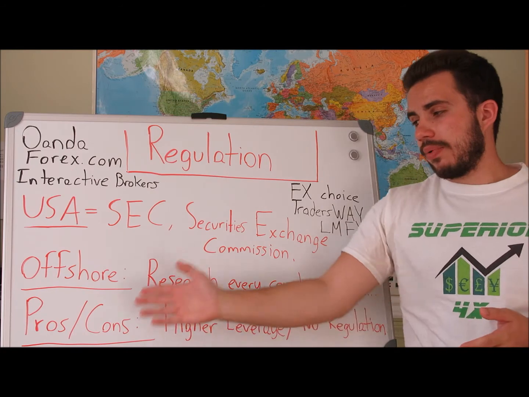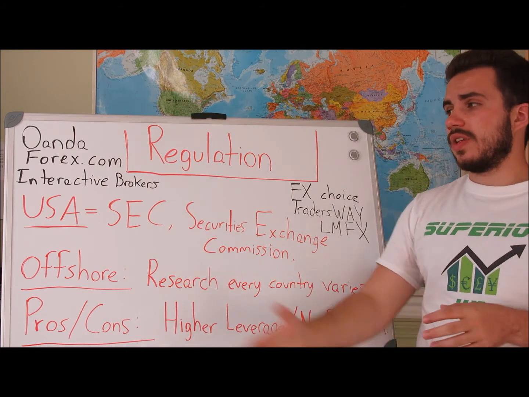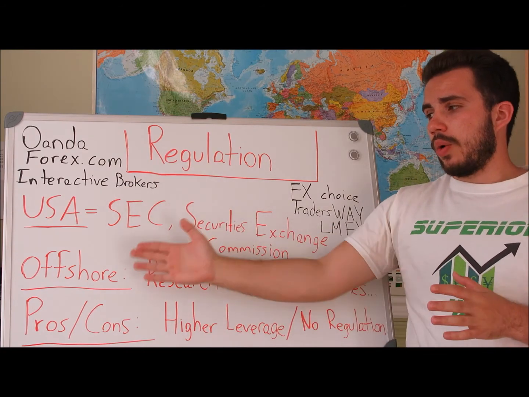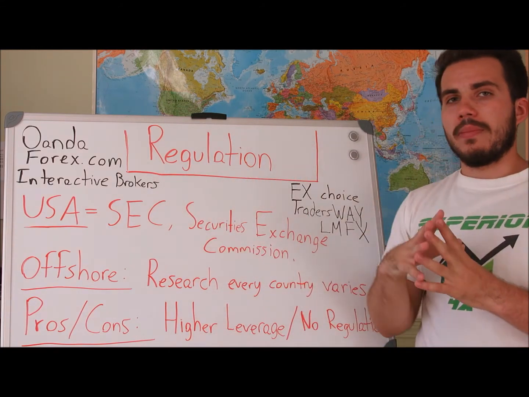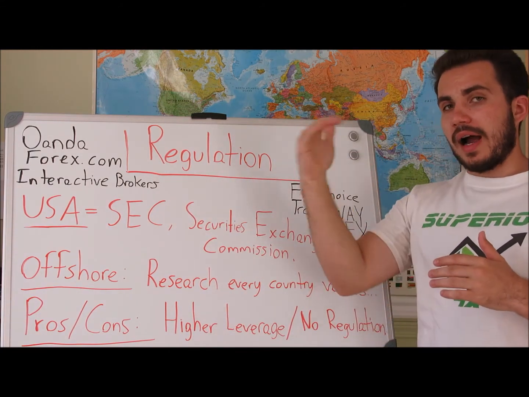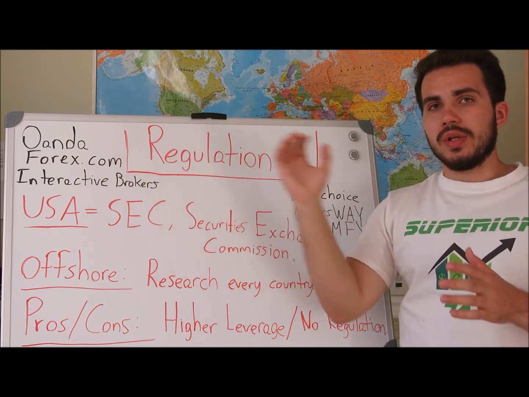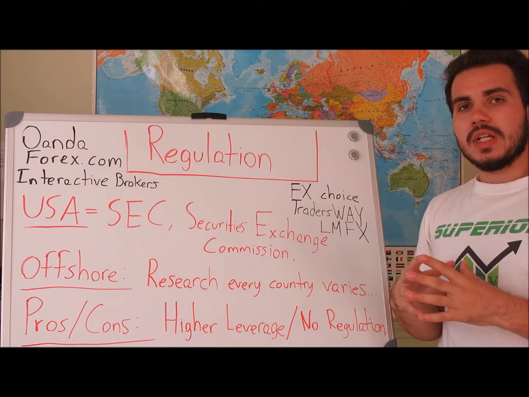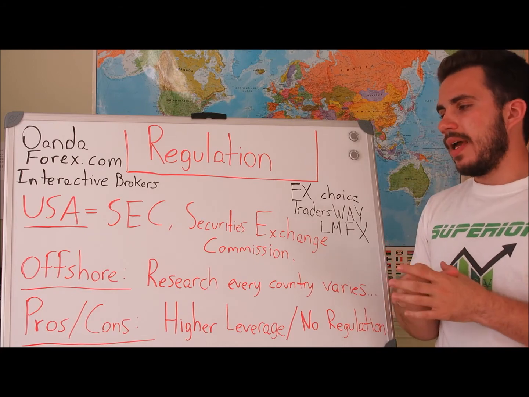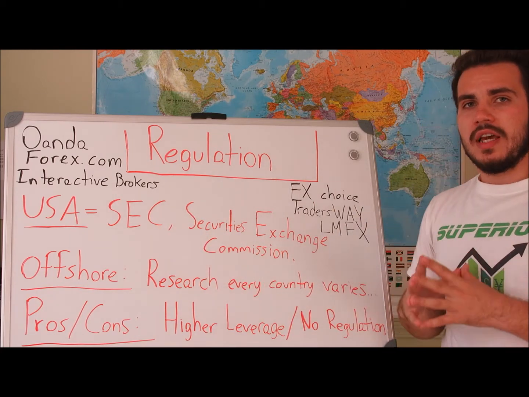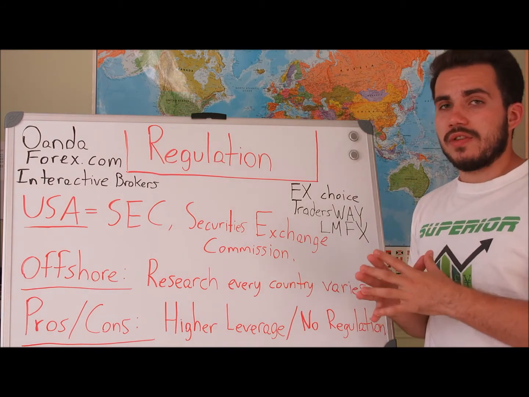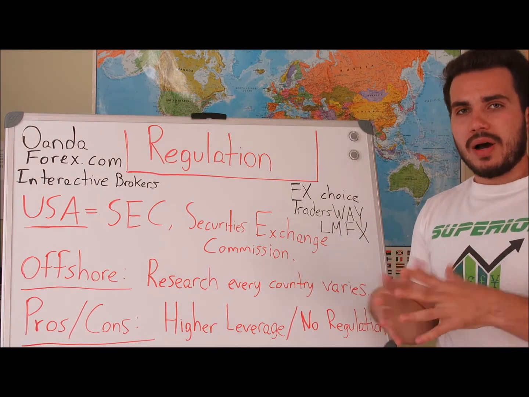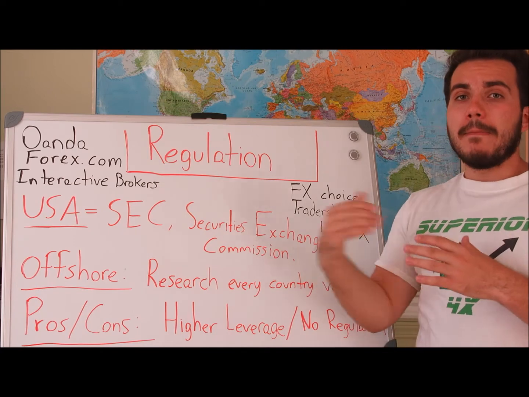Now let's talk about the pros and cons when choosing a US regulated broker or an offshore broker. One of the pros of going with an offshore broker is they will offer higher leverage compared with a US regulated broker. Now, the majority of traders will probably end up choosing offshore brokers because they will get higher leverage. And with higher leverage, of course, you need a small amount of capital to open up bigger lots.